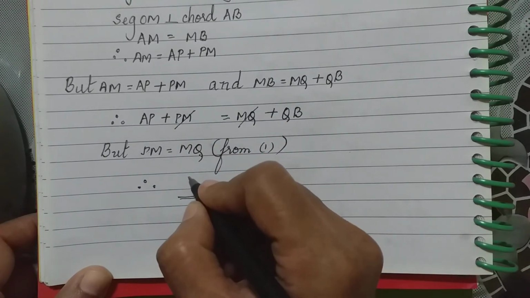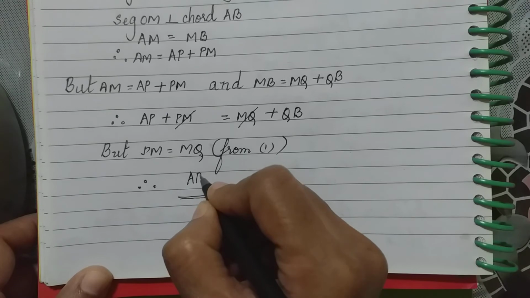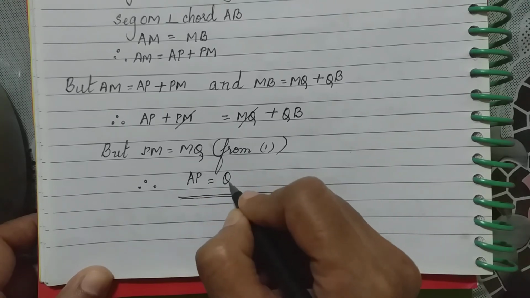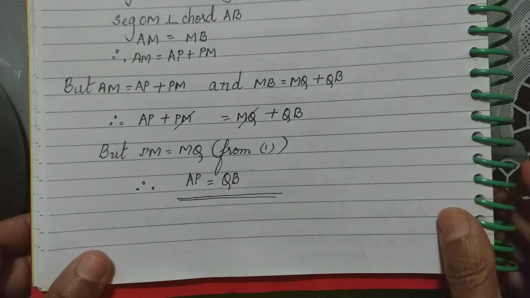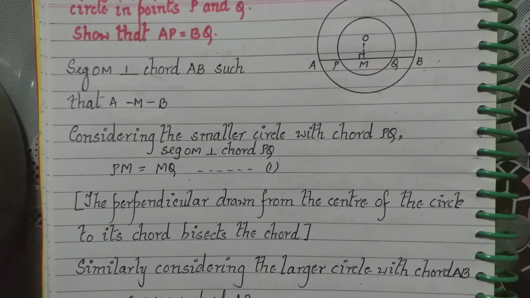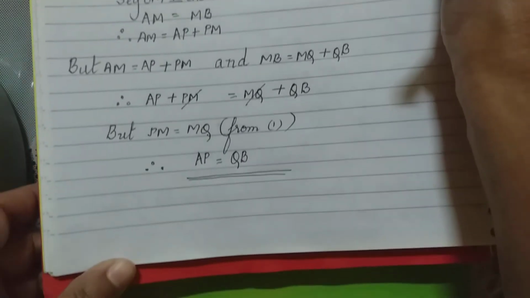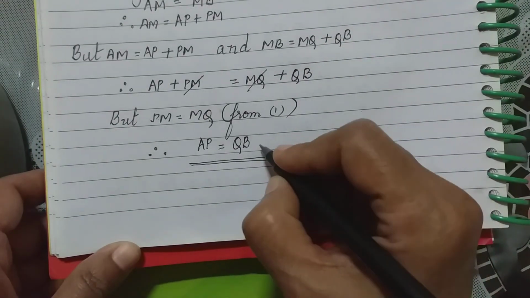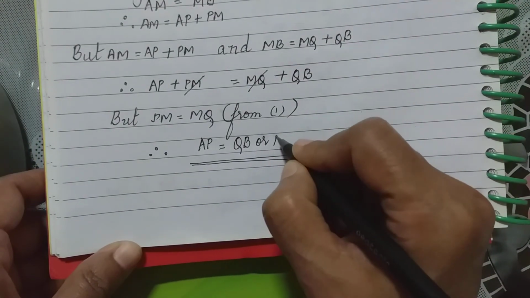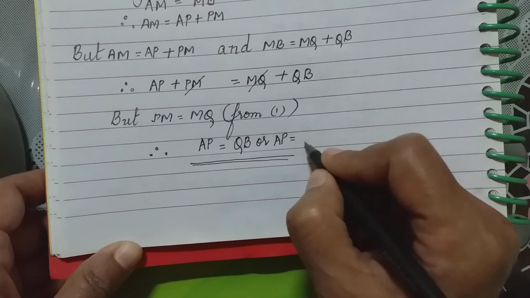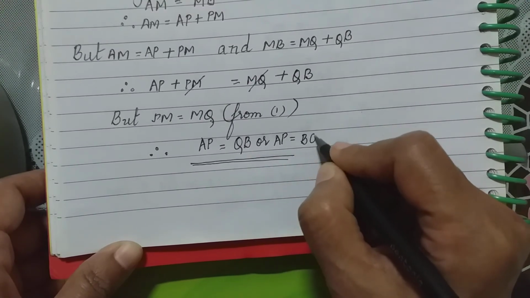So I get AP is equal to QB. That is, what have we to prove? Show that AP is equal to BQ. QB or BQ is the same. So AP is equal to BQ.